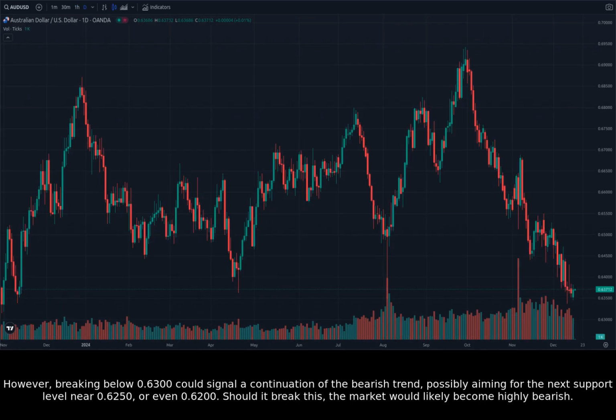However, breaking below 0.6300 could signal a continuation of the bearish trend, possibly aiming for the next support level near 0.6250 or even 0.6200. Should it break this, the market would likely become highly bearish.